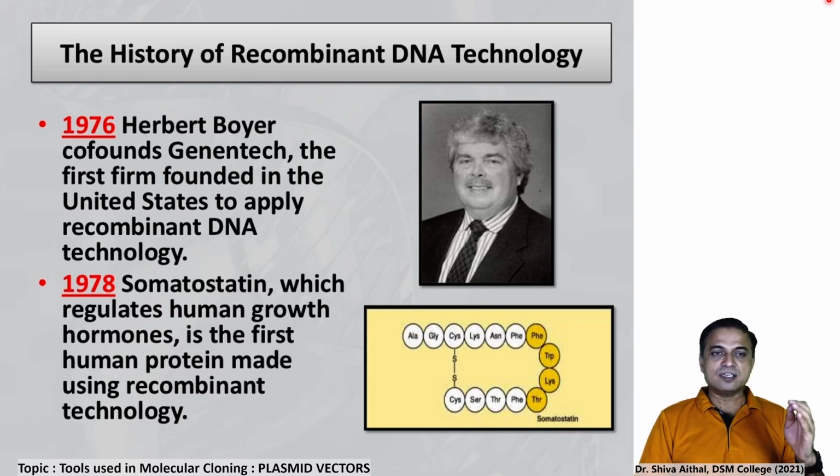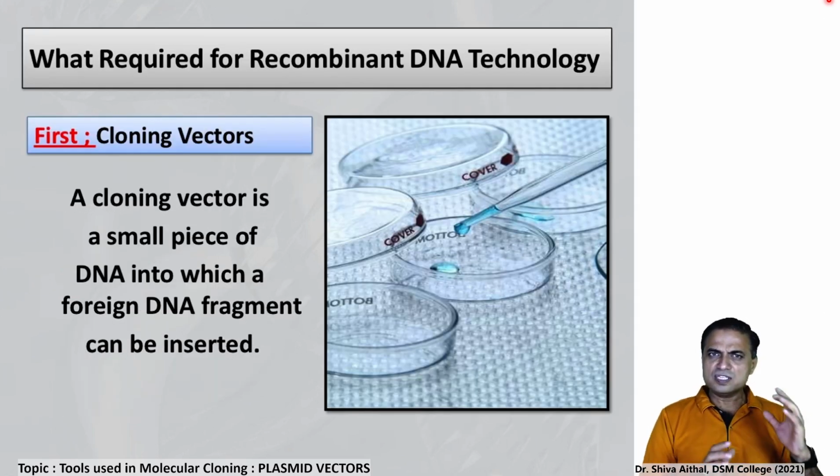In 1978, somatostatin, the hormone, and human growth hormone, the regulatory human growth hormone, were the first human proteins to be made using this technology, that is the rDNA technology or recombinant DNA technology or molecular cloning. Now, if you see this technology, what is the basic thing which is needed?